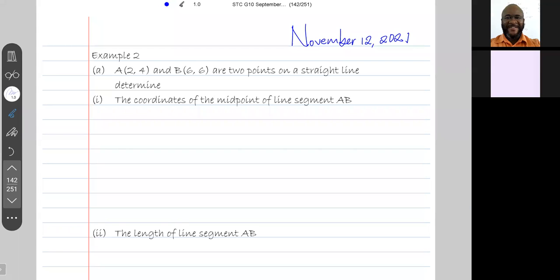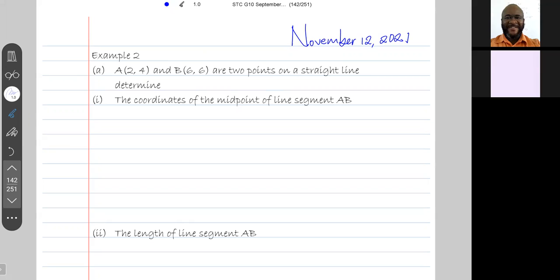All right, so let's have a look at example two. So I'm gonna do example 2A. We did example 2B last week, and I think I asked you to do 2A. So I'm gonna do 2A. What I'm also going to do is draw a diagram so as to illustrate what you're being asked to do.